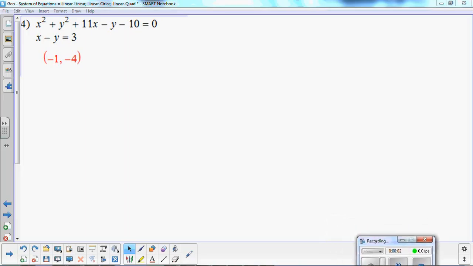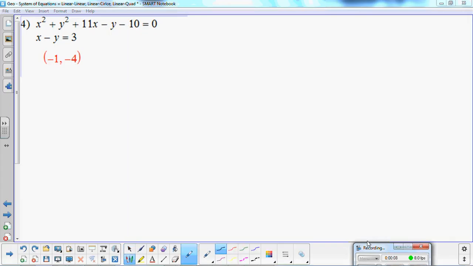All right, let's work out number 4 on your worksheet packet from today. If we see here in red, -1, -4 is going to be our intersection point of this circle and this line. So let's figure out how we got the answer of -1, -4. Our goal is to start the problem with either solving this linear equation for x or y and plugging it into the circle equation.